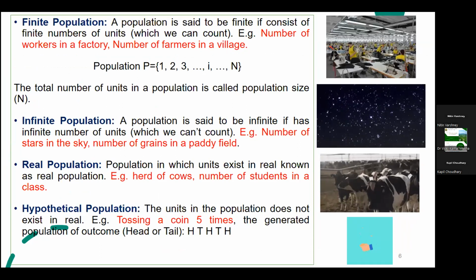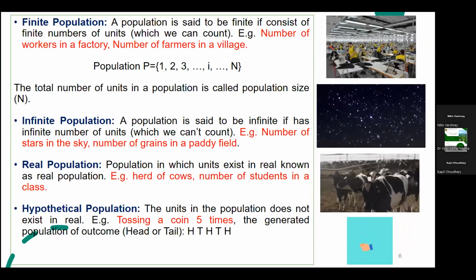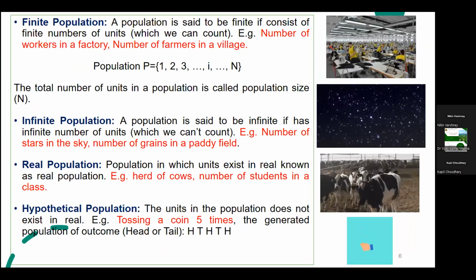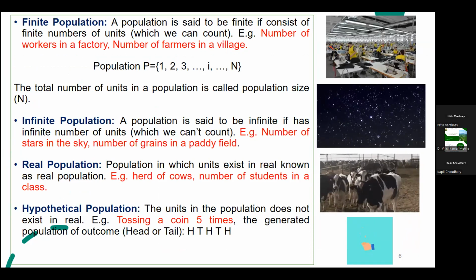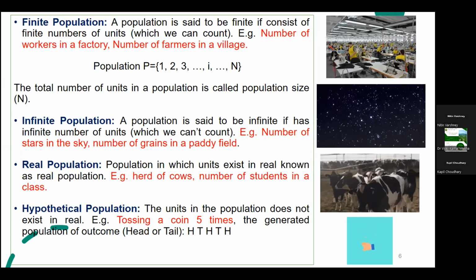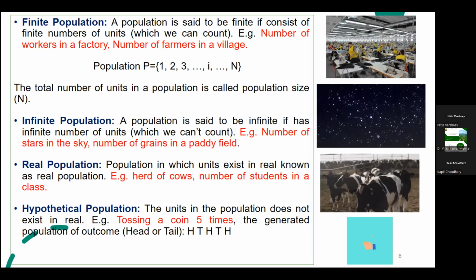Okay, next one is infinite population. So what is an infinite population? One which we cannot count. For example, number of stars in the sky. This is infinite population. We cannot count the number of grains in a paddy field, same example. Now coming to the real population. Real population is just like a finite population which exists in real.